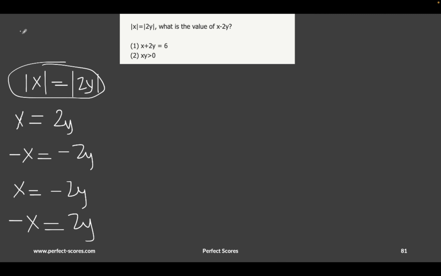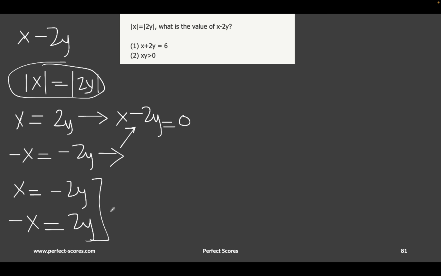And the question is asking me, what is the value of x minus 2y? Well, I can get the value of x minus 2y from this stem and from this stem, because in both of these, if I calculate x minus 2y, it will turn out to be 0, right? But these two stems won't give me that, because from these two stems, the only thing I know is that x plus 2y is equal to 0. I don't know anything about x minus 2y.